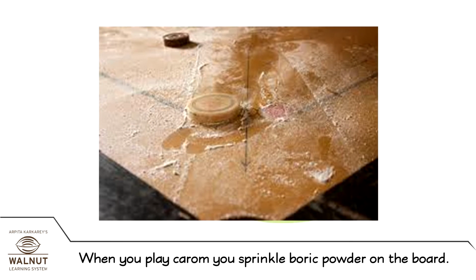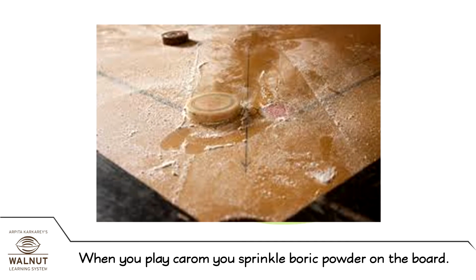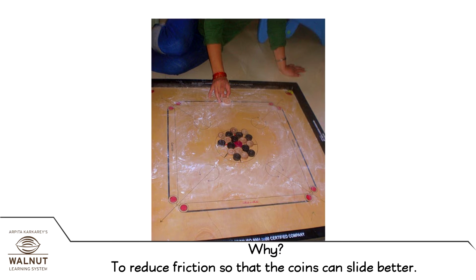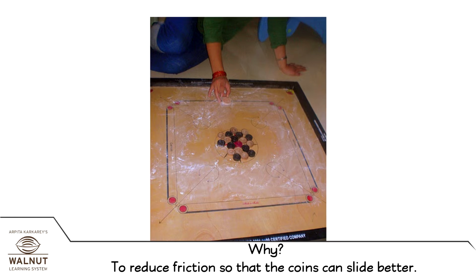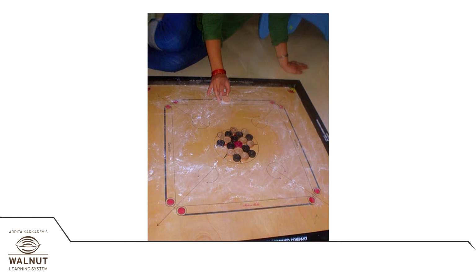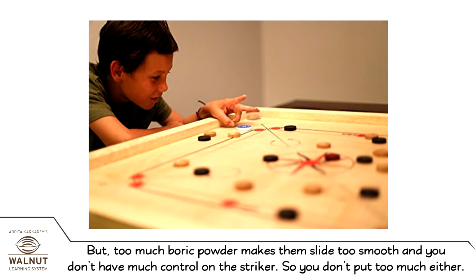When you play carom, you sprinkle boric powder on the board. Why? To reduce friction so that the coins can slide better. But too much boric powder makes them slide too smoothly and you don't have much control on the striker. So, you don't put too much either.